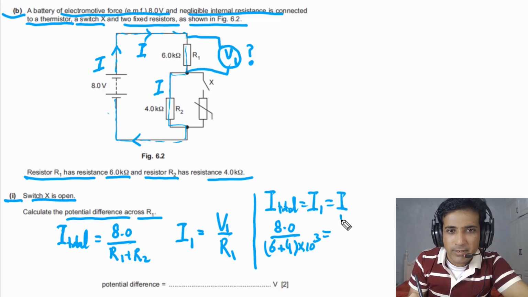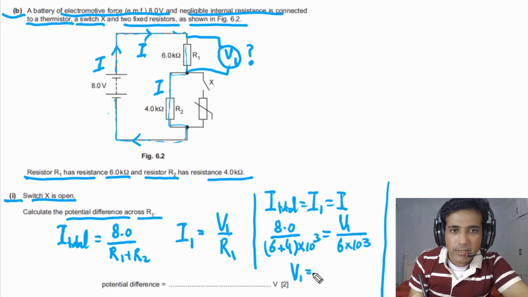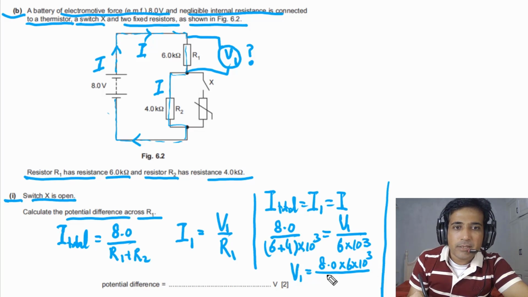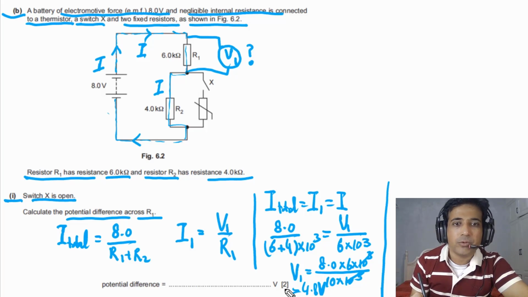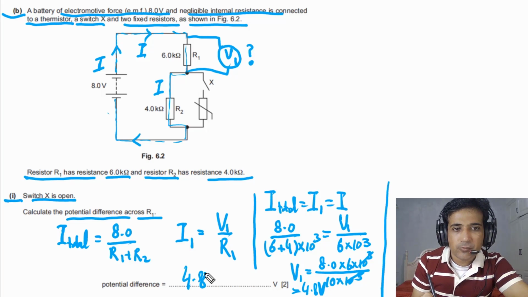And for V1 we need to find out. The R1 we have is equal to 6 times 10 to the 3 ohms. We need to find V1. So V1 will be equal to 8.0 times 6 times 10 to the 3 divided by 6 plus 4, this is 10 times 10 to the 3 here. So we can cancel this with this one. So 8 times 6 is 48, and divided by 10, this will be equal to 4.8. So the value of V1 is 4.8 volts. So our final answer for this one is 4.8 volts.